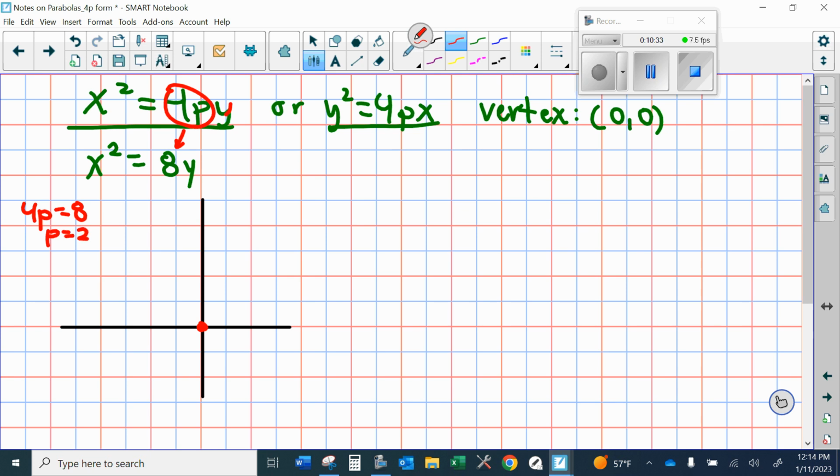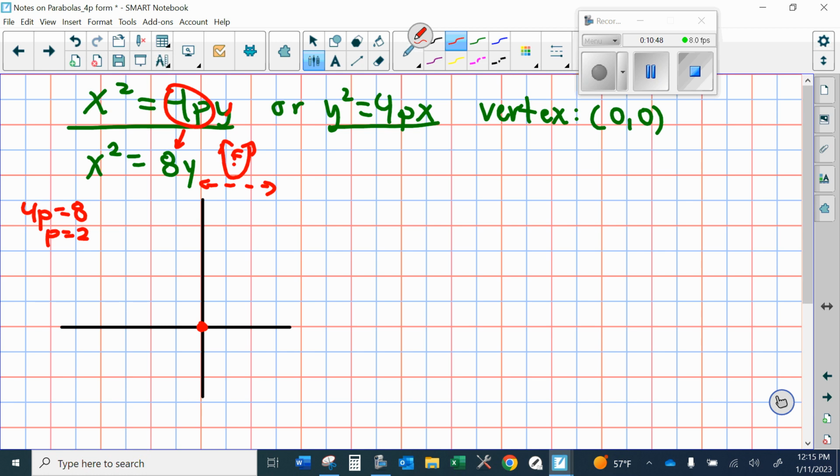Since p is positive, and remember it's in the form of y equals x squared, what I should go ahead and do is draw my parabola of that shape right there. And I know the focus has to be on the inside. The directrix has to be on the outside. So I know it needs to look like that.